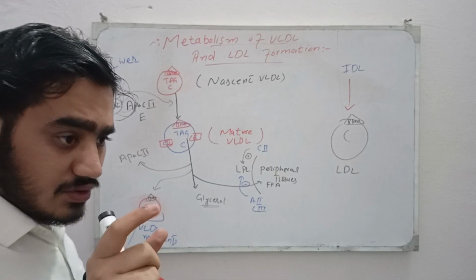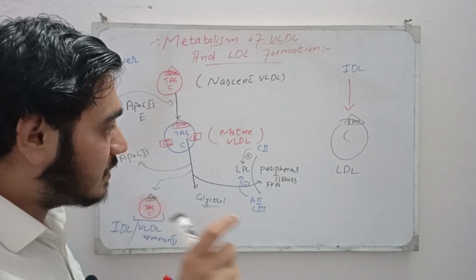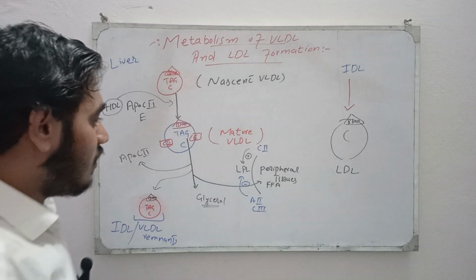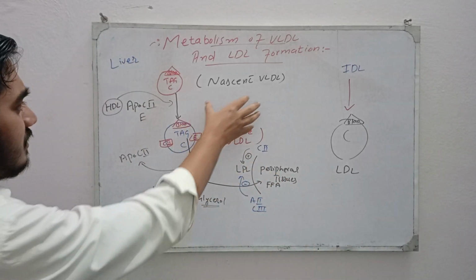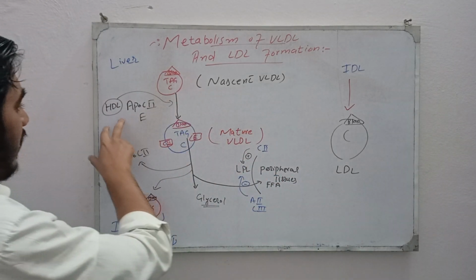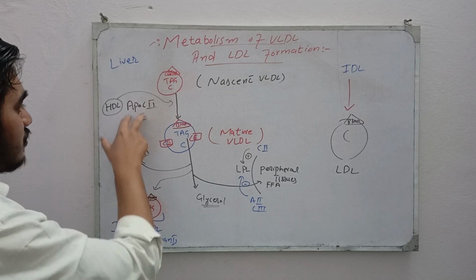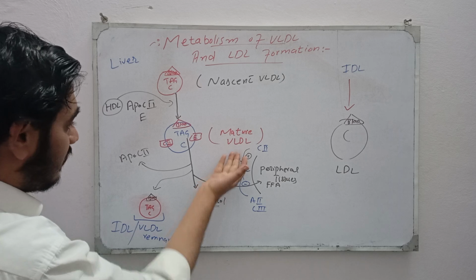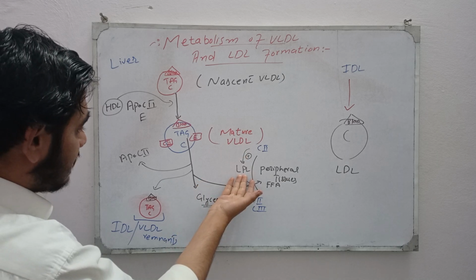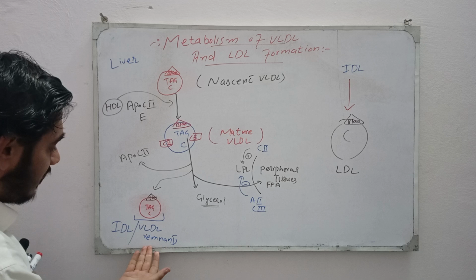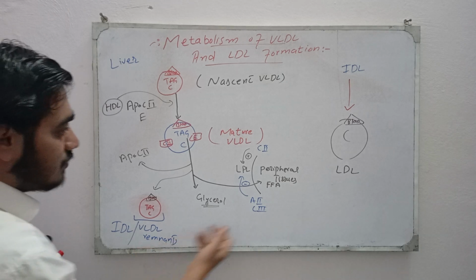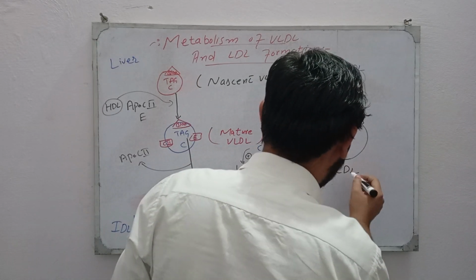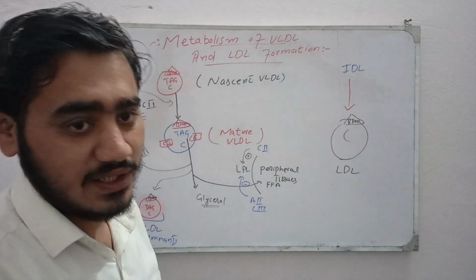The third step is uptake of LDL by liver. Okay, students, I am repeating again. There is nascent VLDL formation, then incorporation of ApoC2 and ApoE into nascent VLDL. It leads to formation of mature VLDL, then the action of lipoprotein lipase enzyme leads to formation of VLDL remnants, which lead to the formation of LDL, low density lipoprotein. And next, this LDL is taken up by the liver.